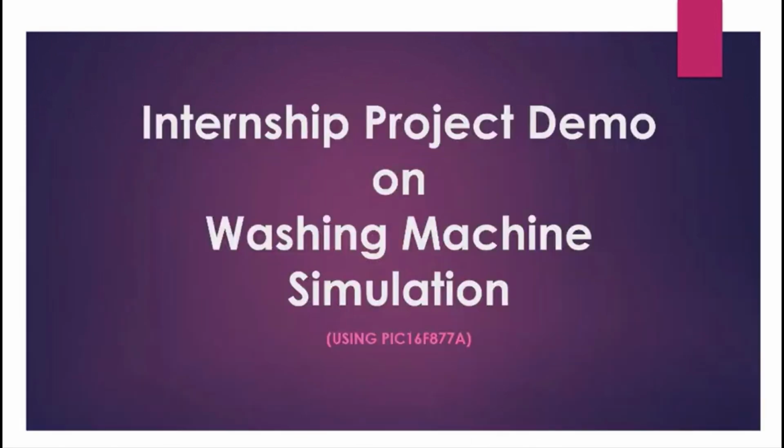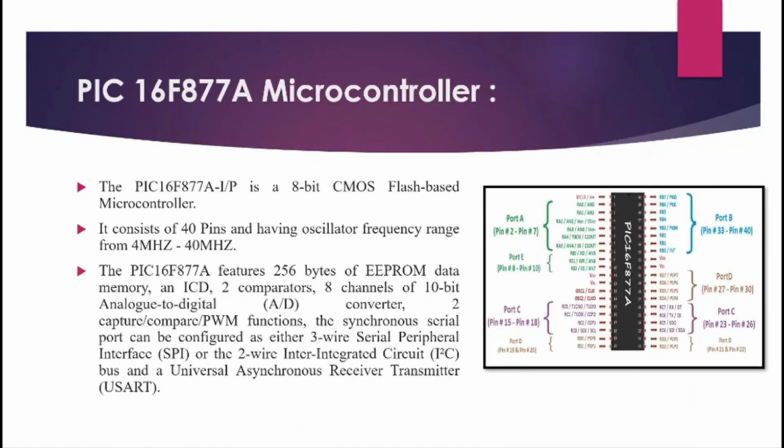Now the project demonstration. We can see the PIC16F877A microcontroller. This is the microcontroller used for the washing machine project we are going to build. It consists of 40 pins and has an oscillator frequency range from 4 MHz to 40 MHz.